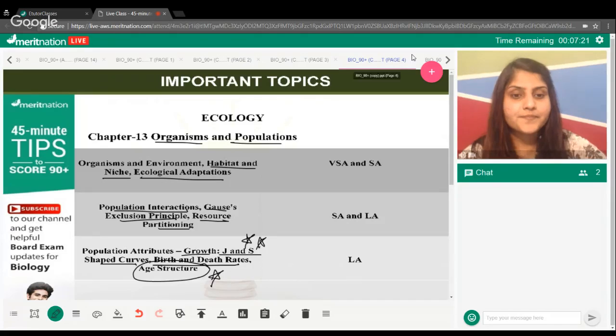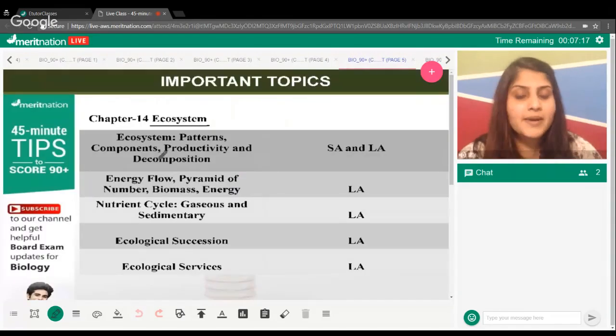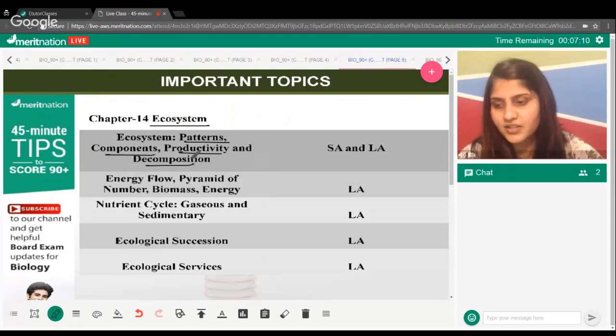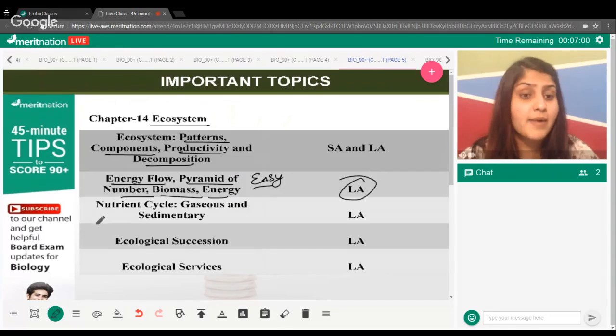Now moving on. Ecosystem: please make sure you understand the patterns, components, productivity, and decomposition. These are the parts that help you understand the functionality of your ecosystem. Must know about the energy flow, pyramid of numbers, biomass, and energy. This is very easy, and it straight away gives you 5 marks if it comes.